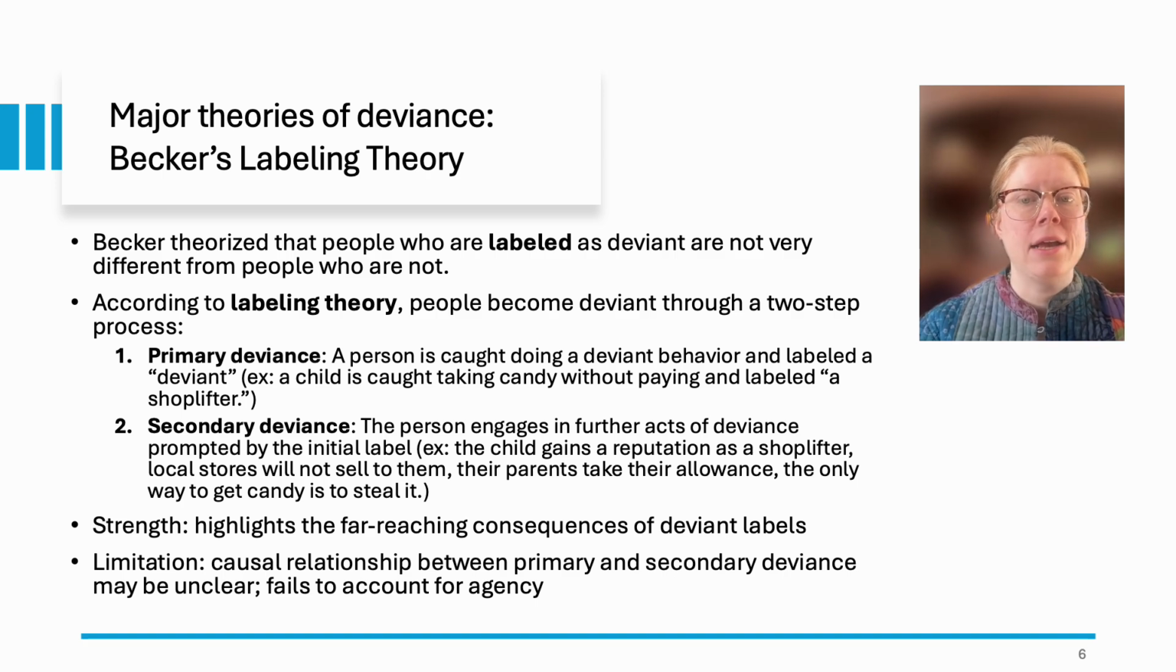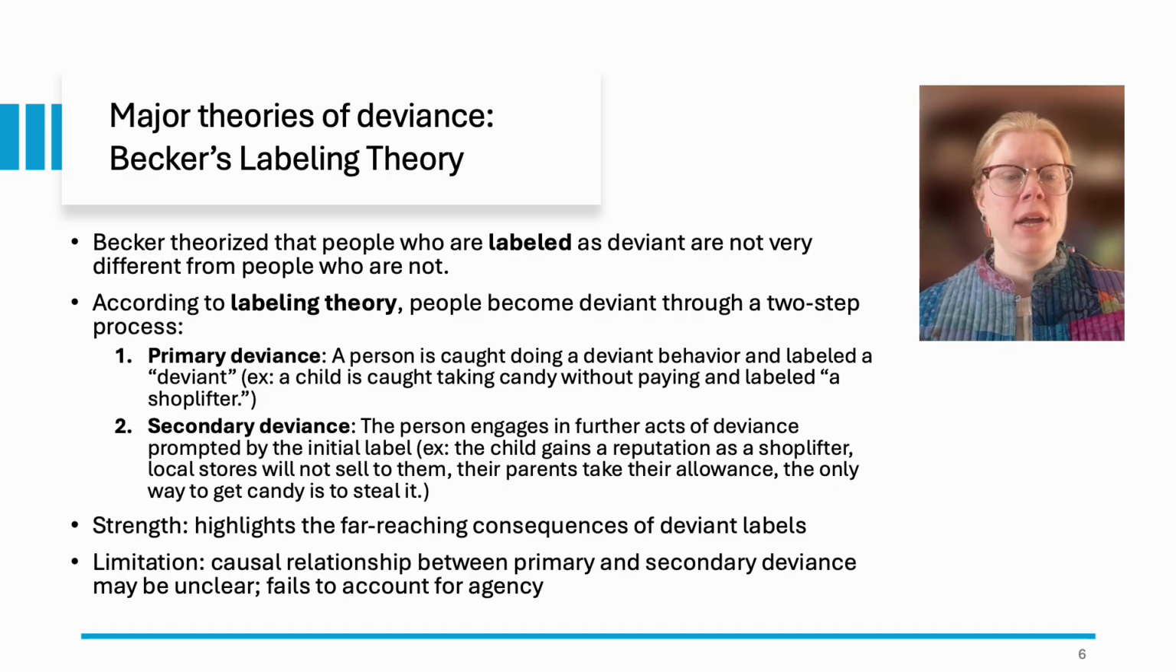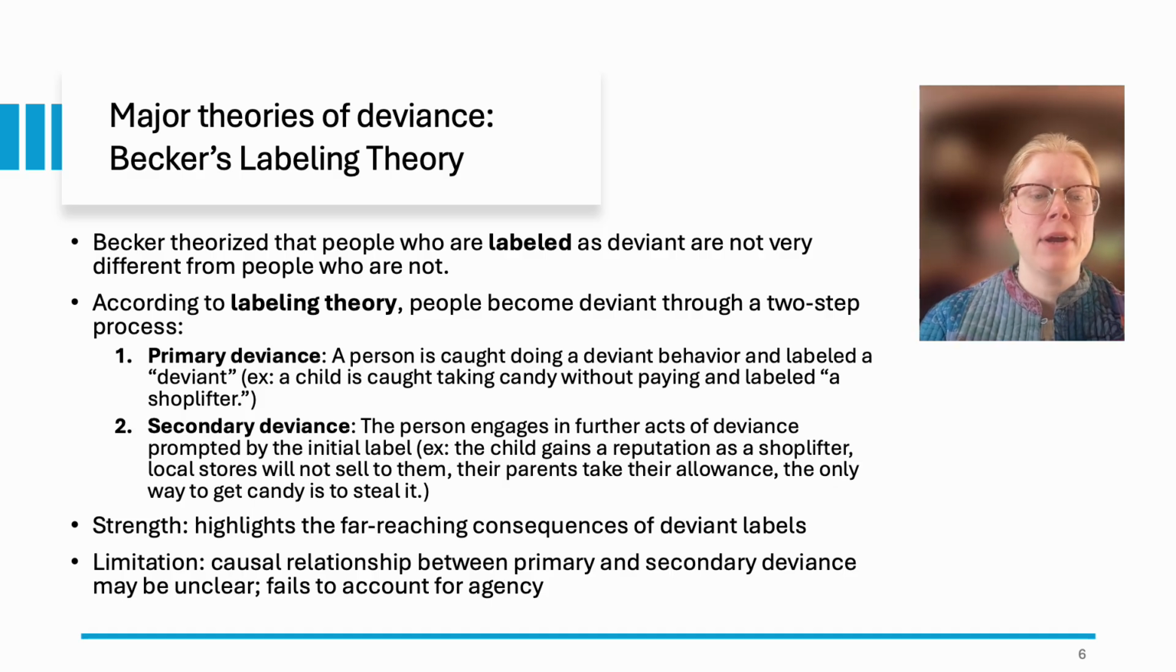So that would be secondary deviance, where the child is compelled to live into the label. Another way that could work is the child then feels that, well, everyone treats me like a criminal anyway, I might as well. Every time I go in a store, someone thinks I'm shoplifting. Why not? So a strength of this theory is that it highlights the far-reaching consequences of deviant labels.